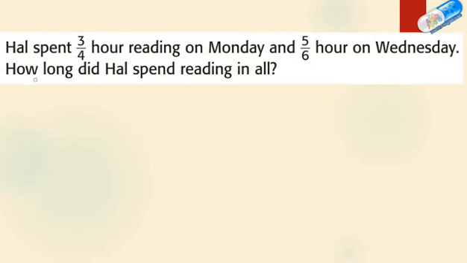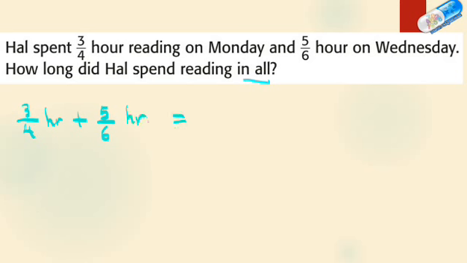The last example: Hal spent 3 over 4 hours reading on Monday and 5 over 6 hours on Wednesday. How long did Hal spend reading in all? And in all means the sum or the total. So I'm going to add 3 over 4 hours plus 5 over 6 hours.